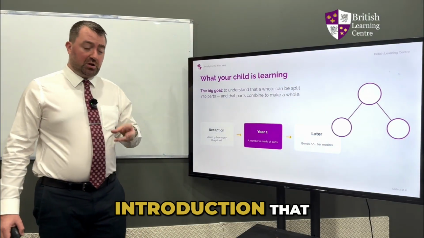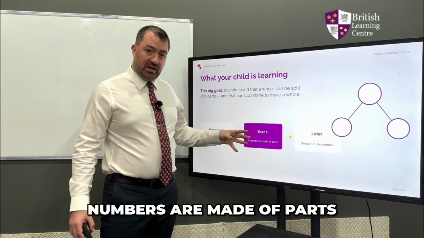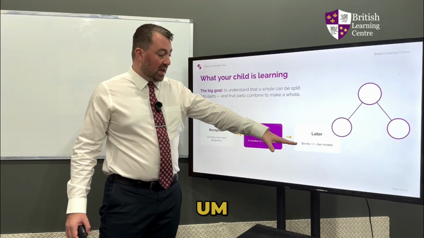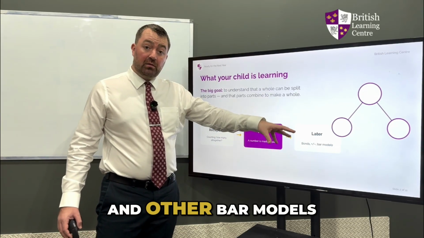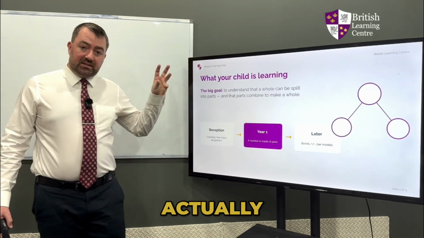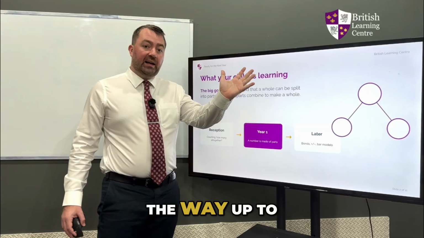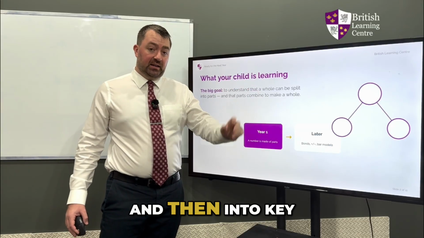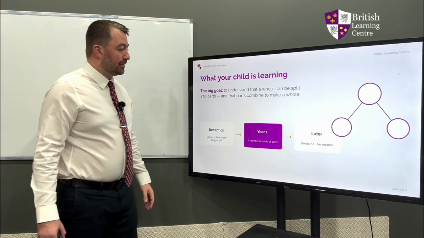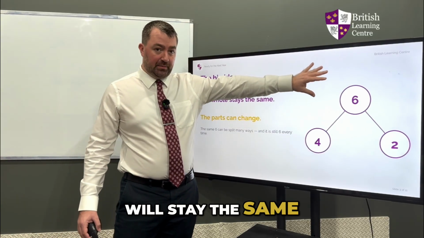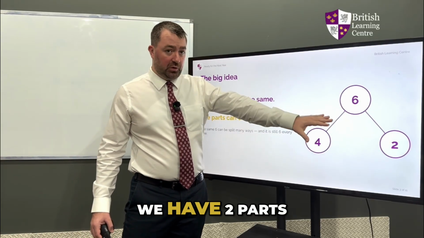So that's basically the introduction that in year one, numbers are made of parts. That will then lead into number bonds and more or less and other bar models. Now, this is a model that's introduced in year one, but we use all the way up to year 6 and then into Key Stage 3 as well. So the whole will stay the same, and of course, with the whole, we have 2 parts.